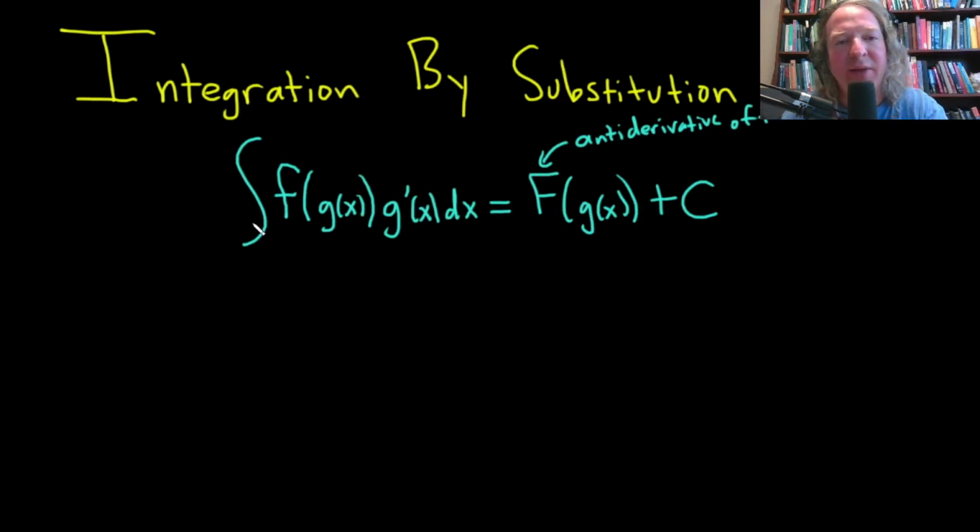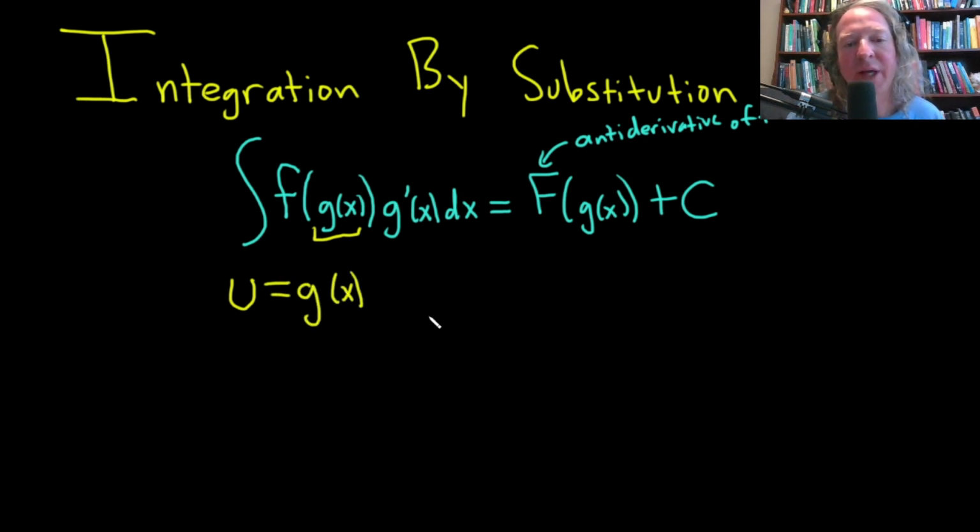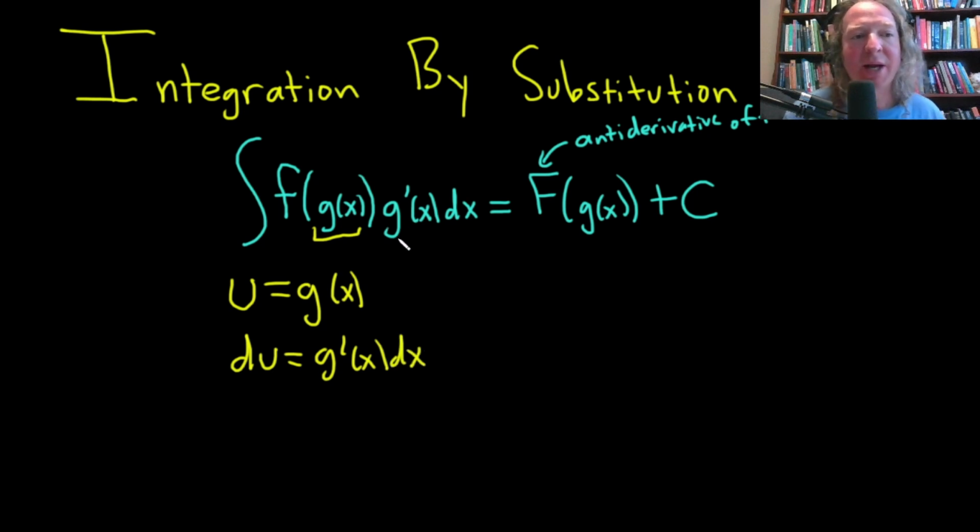Let me explain it and then we'll see how we can apply it to actual problems. The key here is that g is your inside piece. So we'll let u be equal to g of x. And if we take the derivative of this using differential notation, du is just the derivative of u, and the derivative of g is simply g prime of x dx. And now you can see that what we have here is exactly what we have here. They're exactly the same.